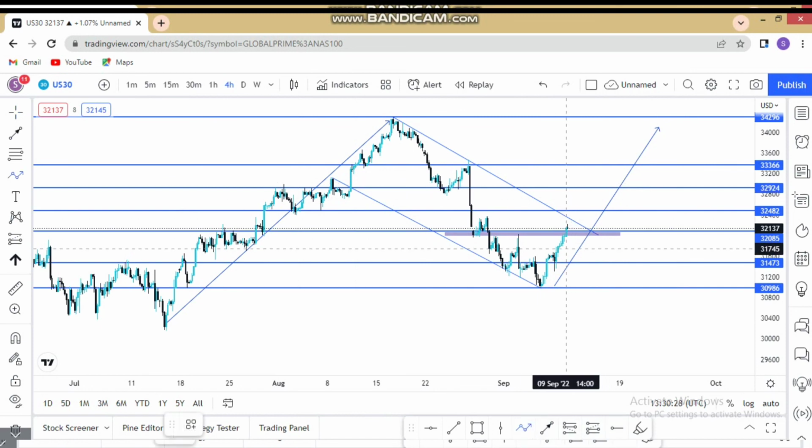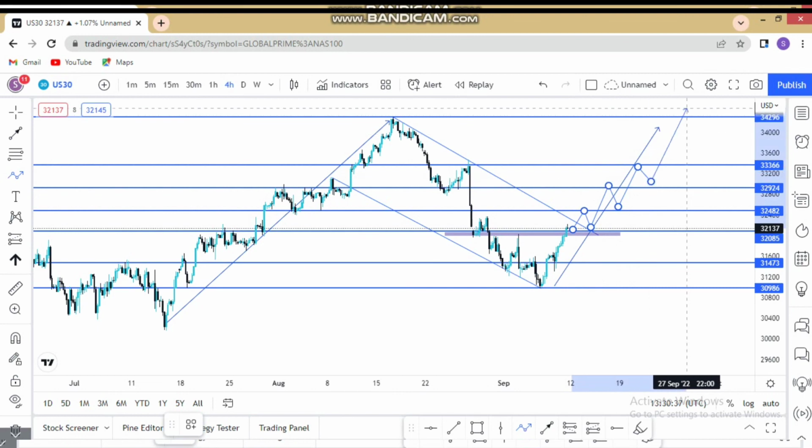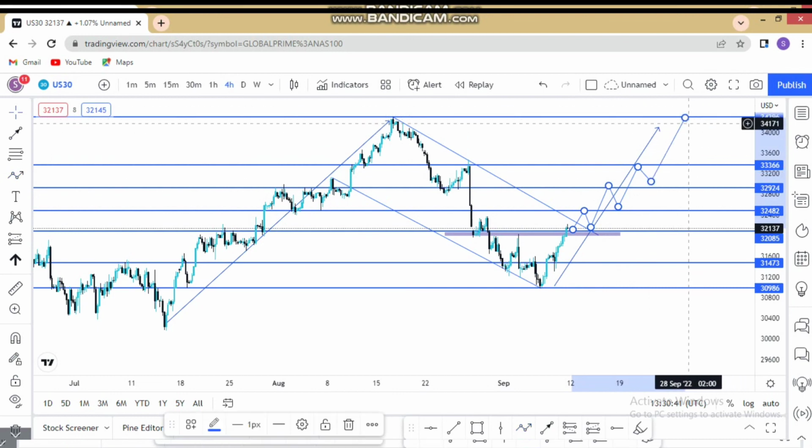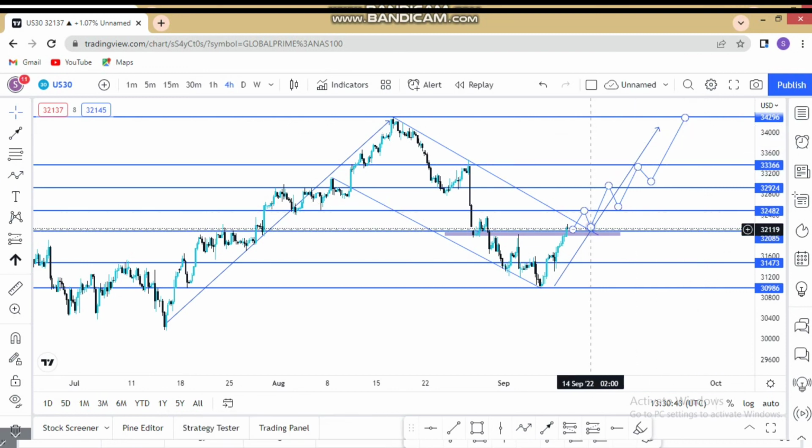As you know how the market plays, the market can go to that, come back to retest, go to that point, then go to that point, just like that until it gets to this point. Like I'm saying, the market won't just go straight to the point. It will be busy doing what it has to do.